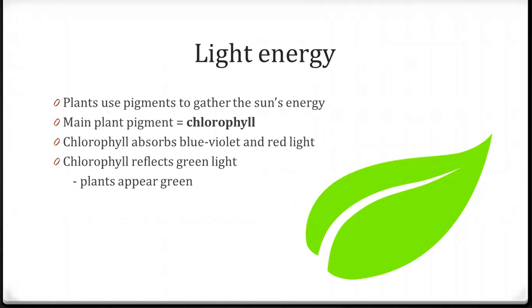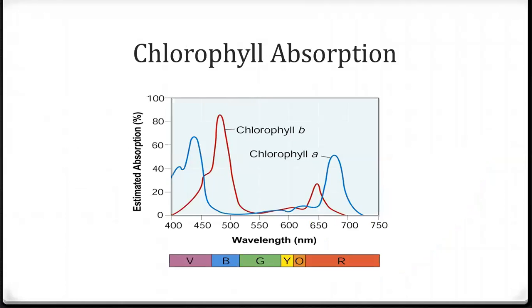Okay, light energy. Plants use pigments to gather the sun's energy, and those pigments are called chlorophyll. Chlorophyll are in the chloroplast. They prefer blue, violet, and red light. They absorb that, and they reflect green light, which is why plants appear green. So this is basically just showing you the different wavelengths of light and their estimated absorption. And you can see that blue and red are the ones up here.